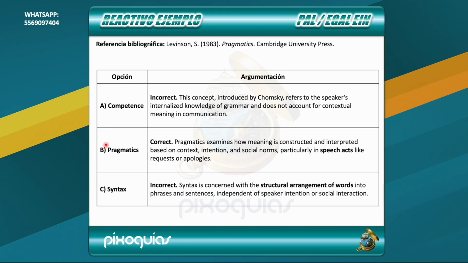Syntax. As we can see, pragmatics is the correct answer, because pragmatics examines how meaning is constructed and interpreted based on the context, intention, and social norms, particularly in speech acts like request or apologize. By the way, competence and syntax are incorrect. Competence is incorrect because this concept, introduced by Chomsky, refers to the speaker's internalized knowledge of grammar and does not account for contextual meaning in communication.